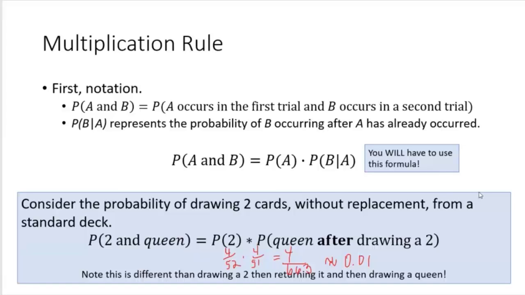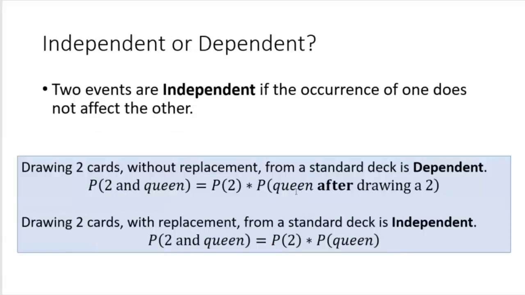A 1 out of 100 chance that that's going to happen. Now, I have a note down here. This is different than drawing a 2 and returning it. If you're drawing a 2 and returning it, then your denominator doesn't change. And again, this is the same thing we had just a minute ago. Without replacement, the probability of drawing the 2 and then drawing the queen.